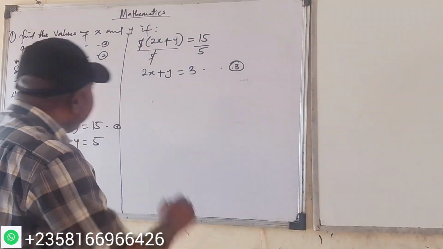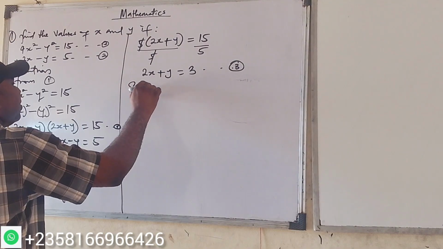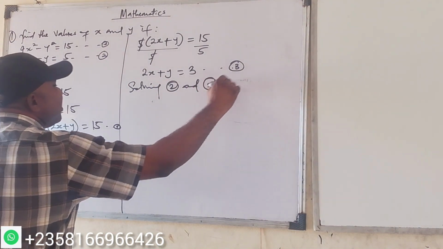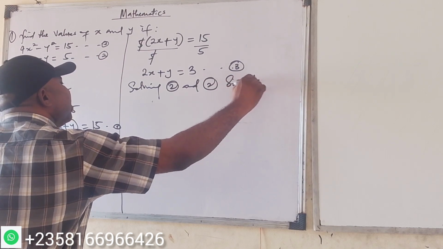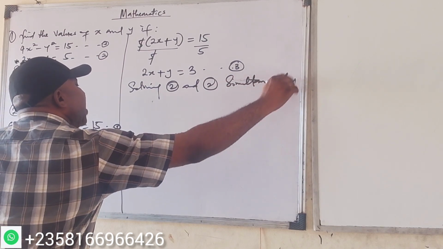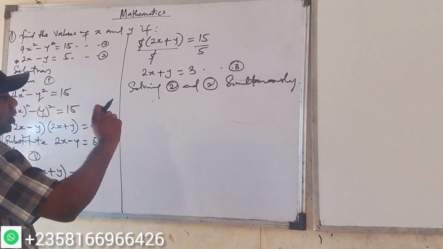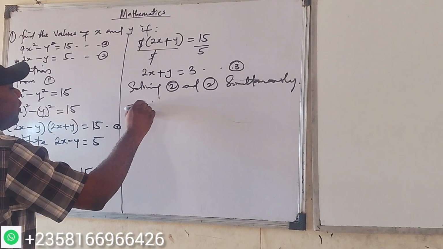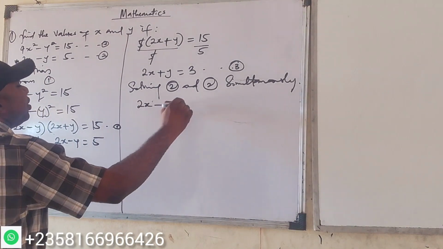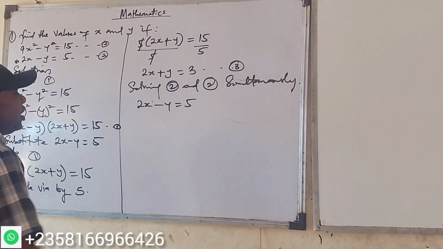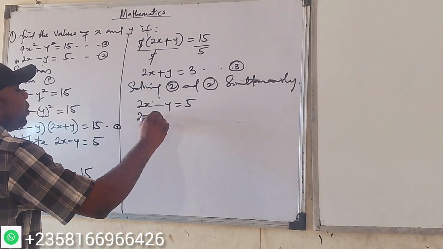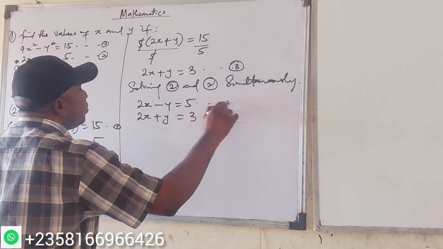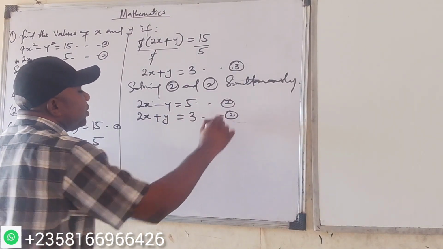Now we're going to be solving equations 2 and 3 simultaneously. Both of them are now linear equations. Equation 2 is 2x minus y is equal to 5, and equation 3 is 2x plus y is equal to 3.